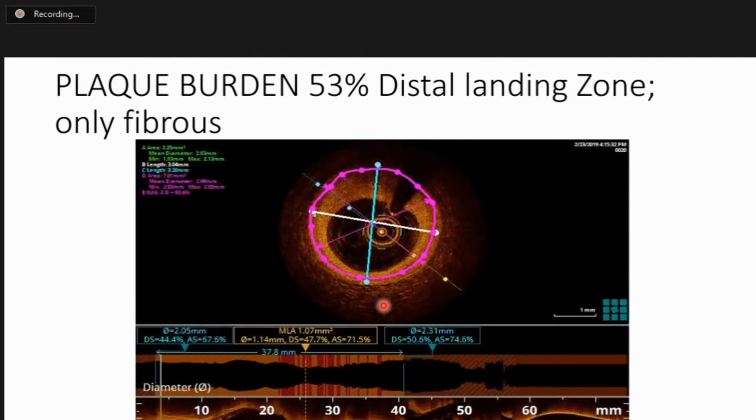Here, this is almost around 53%. Look at the machine itself, it gives you the plaque burden here. This spot is around 53% plaque burden, and there is not much lipid and calcium, as I already told you. If that is the case, I think we won't get a better place to land our stent than this in this patient, because it's almost a diffuse disease patient.